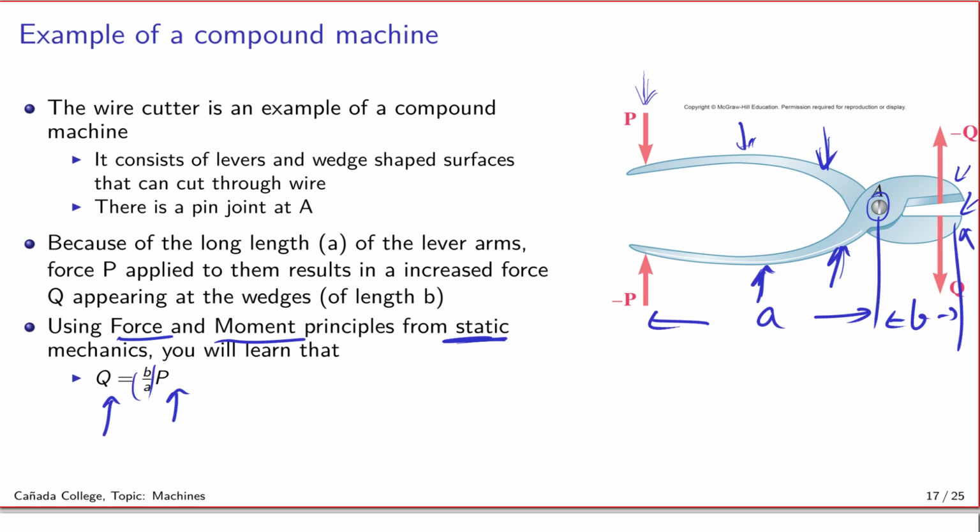Okay. So I'm sorry, this is incorrect. It should be A. Q equals A over B times P. Right. So there is a magnification factor given by the ratio of the long length divided by the short length, and so your force Q is magnified over the force that you applied, which was P. And that's the benefit of the design here, which utilizes the levers and the wedge shaped surface.